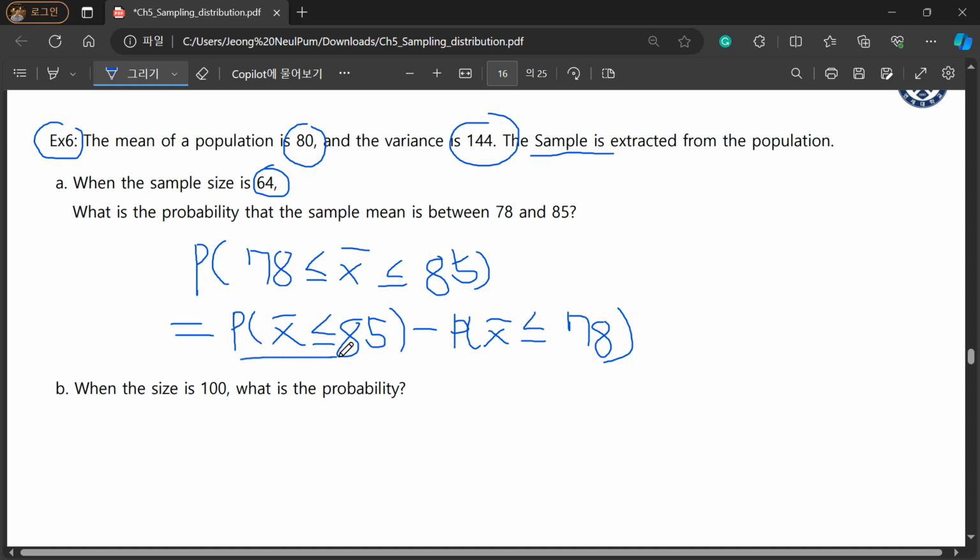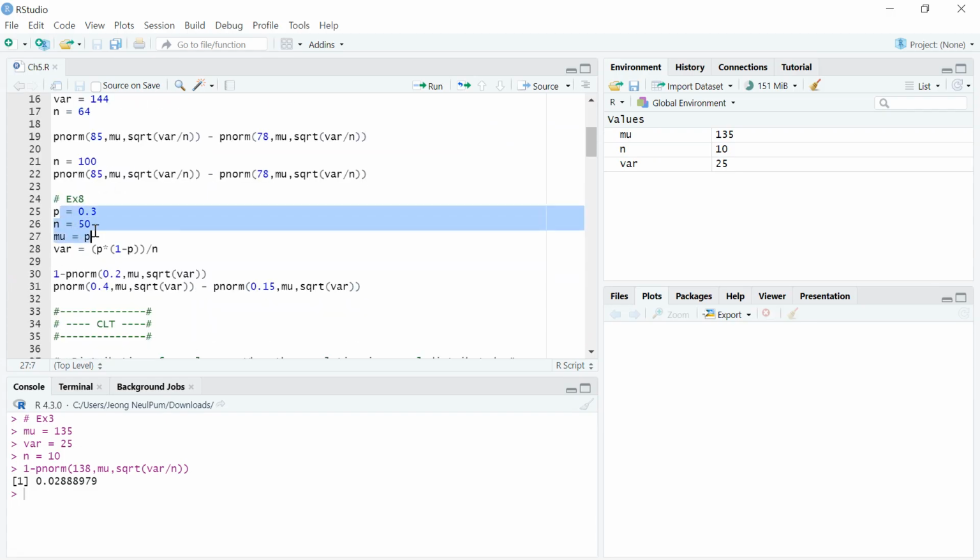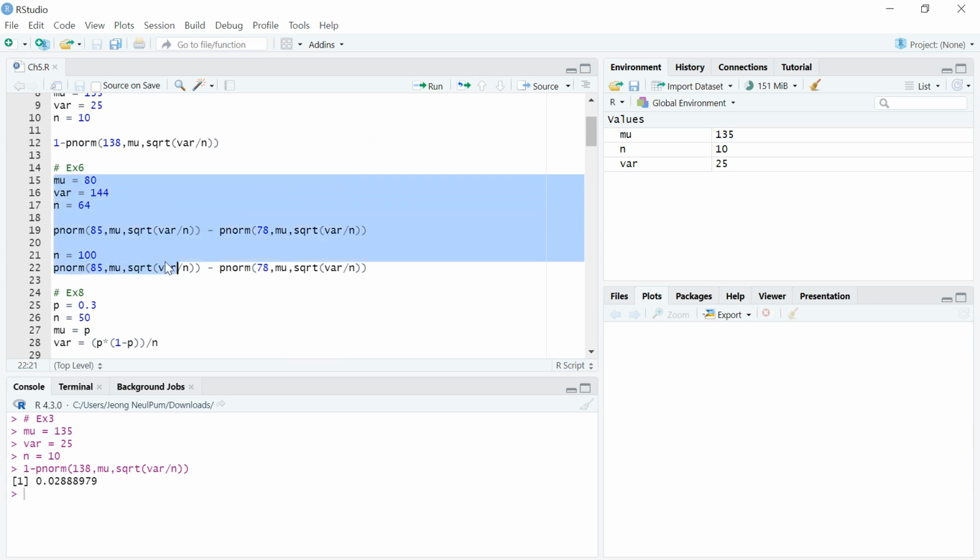So each term can be calculated from the pnorm function in our programming with these parameters. This is the answer I prepared. In this part, mu is 80, the population mean. This is for population information. And because we are dealing with a sampling distribution, you always have to use mu as the mean of the sample mean.